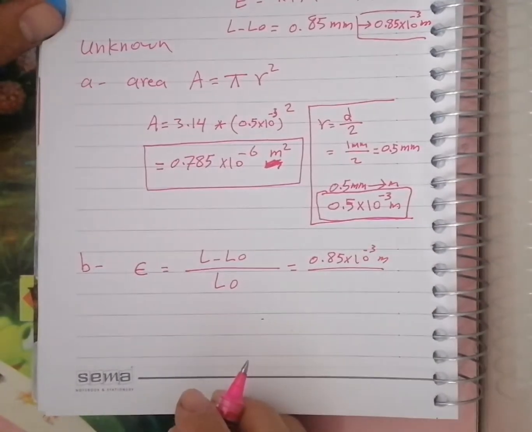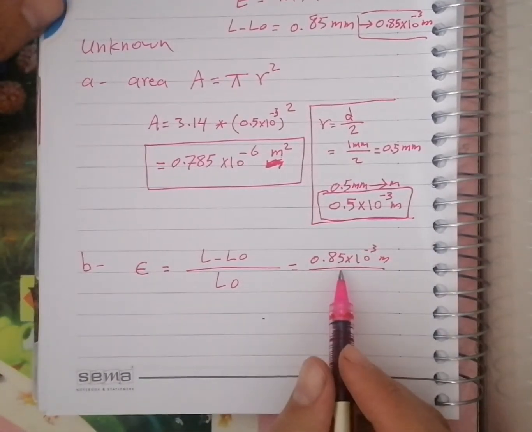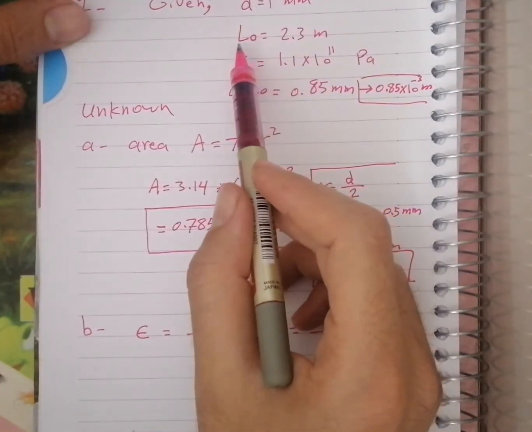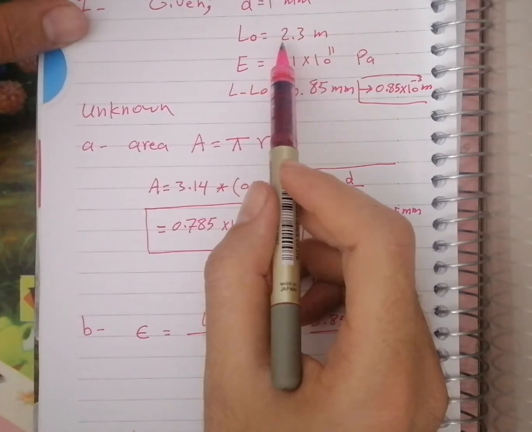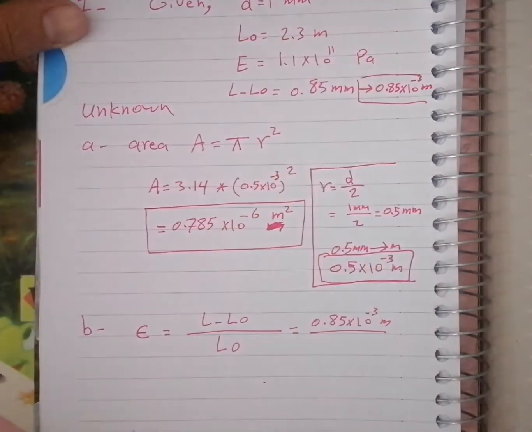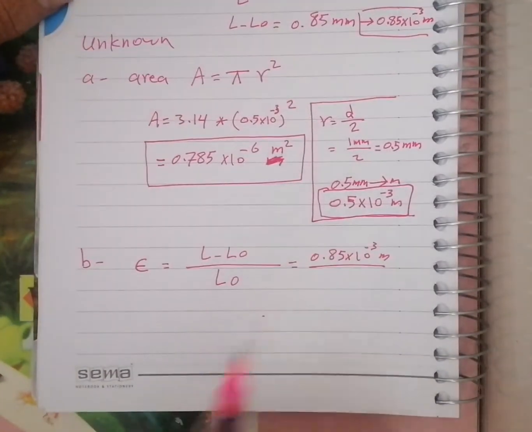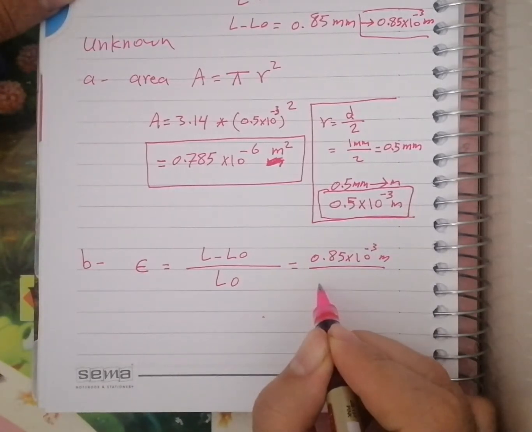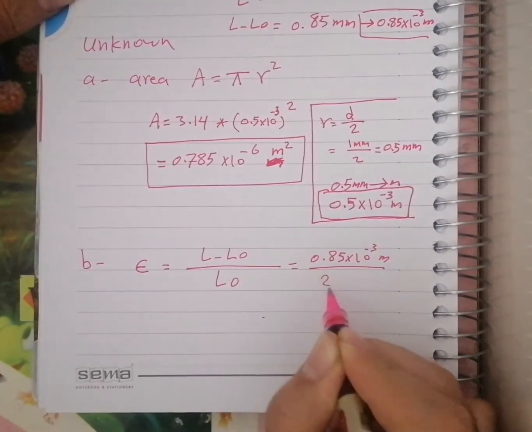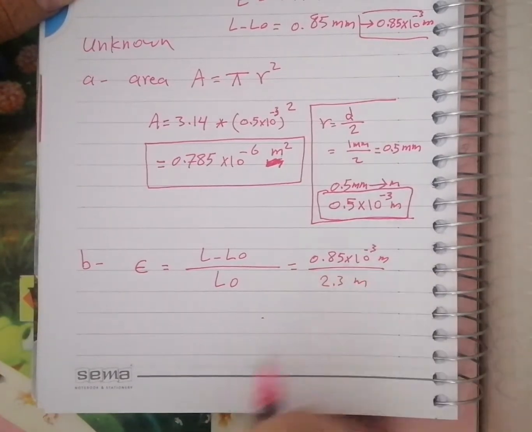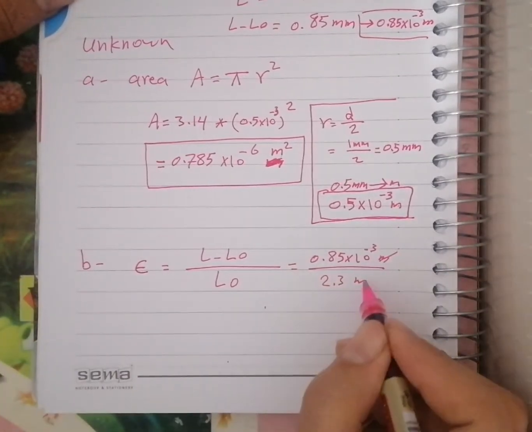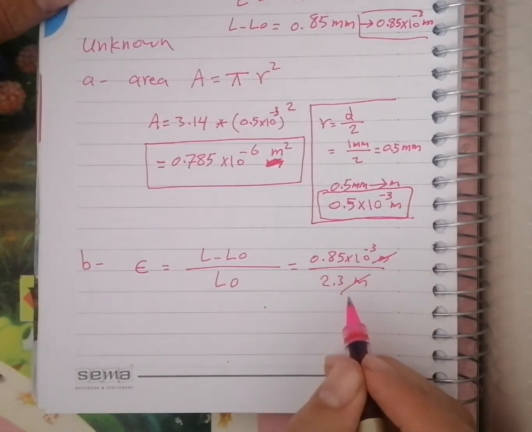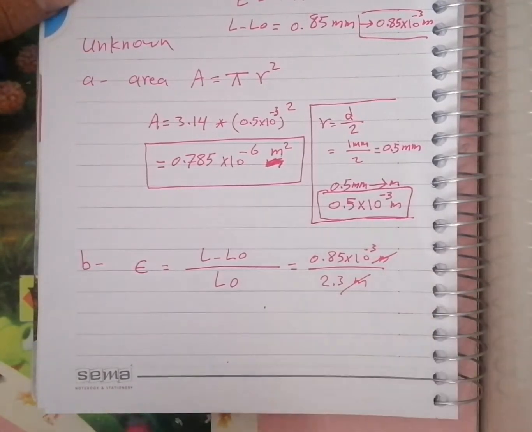That's my elongation. What about my initial length? Well, my initial length is also given. If you look up here, this is L naught, my initial length, 2.3 meter. Let me put this down here in my equation in the denominator. So I've got 2.3 meters. Now this meter will go with that meter because one is in the numerator, one is in the denominator. They cancel each other out.